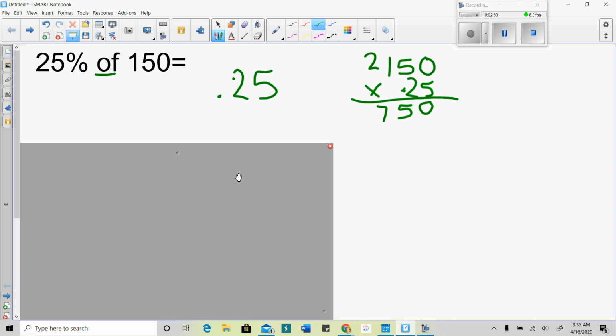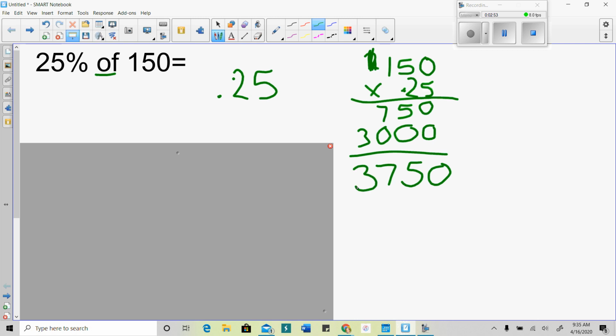And then I'm going to need to move over. So I put a 0 before I move to my tens place. So 2 times 0 is 0. 2 times 5 is 10. Carry a 1. 2 times 1 is 2, plus 1 is 3. Now I'm going to add these up. So 0, 5, 7, 3. So I get 3750, but I need to remember to go back and find how many decimal places. So I have 2 numbers after the decimal. So the answer there is $37.50. So that is what 25% of 150 would be.